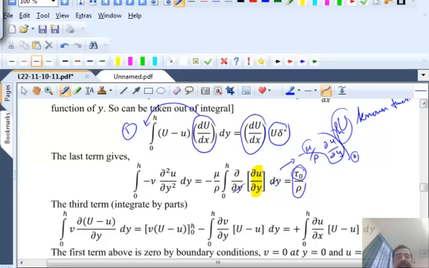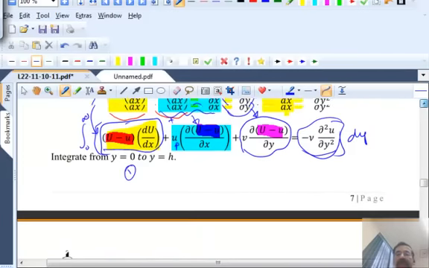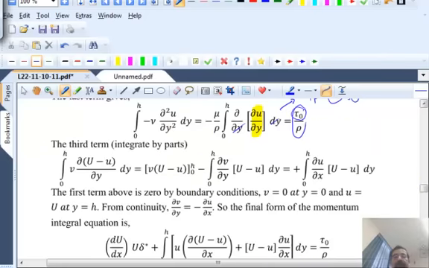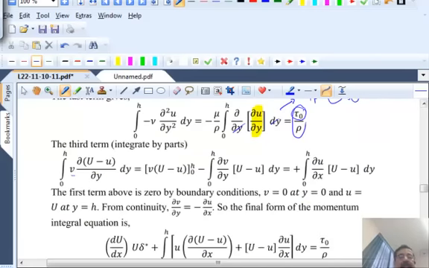Then the third term. What is the third term? We're talking about this term: v times d dy of capital U minus u. We're going to integrate that. Here you have v times, did I say u? It's v. It's v times d dy of capital U minus u, dy.